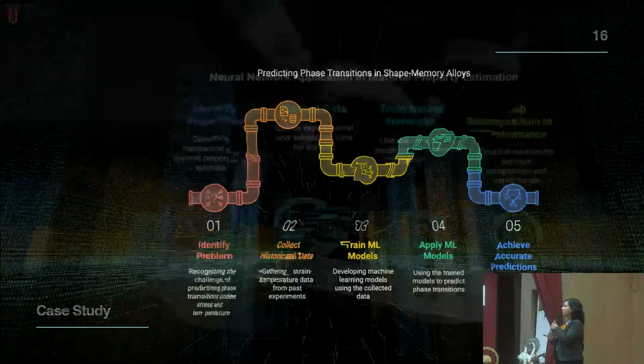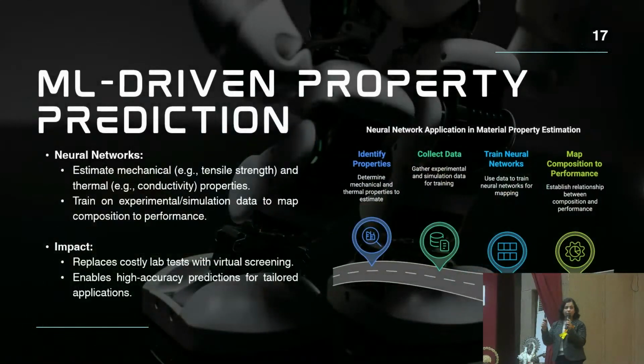Next, we have the machine learning driven property prediction. Now, if we want to predict any kind of property related to the smart materials, again, we can use machine learning for that. That is, we can use neural networks. Now, this is used to estimate mechanical, that is tensile strength, and thermal, that is the conductivity related to the materials. Now, we need to train on experimental or simulation data. Again, in this case, the historical data from the past experiments has to be collected and proper techniques have to be applied on it.